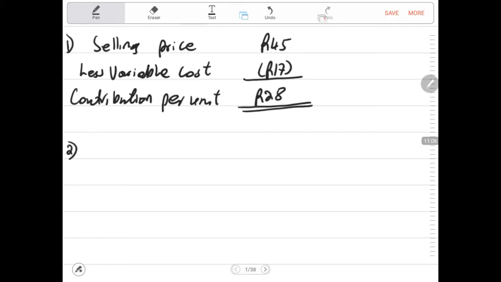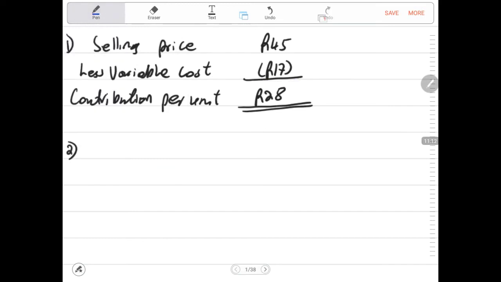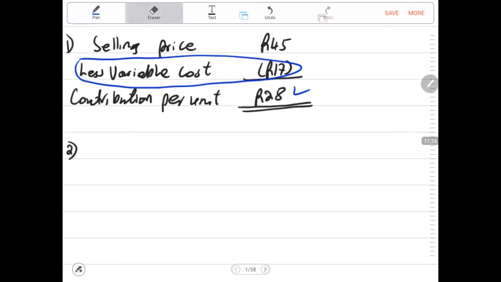So we do have our contribution. Let me explain something that is very crucial with regards to contribution. The question is, what is contribution? A contribution is the portion of the selling price after variable costs have been covered that is used to cover fixed cost. Let me repeat that: it is the portion of the selling price after variable costs have been taken into account that is used to cover fixed cost. What does that mean?